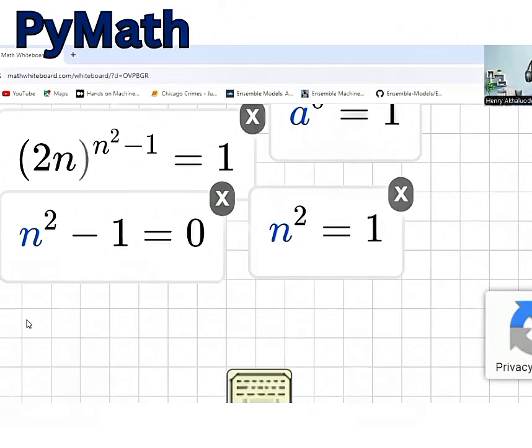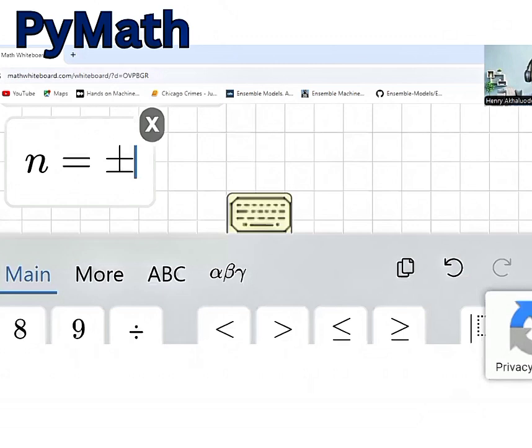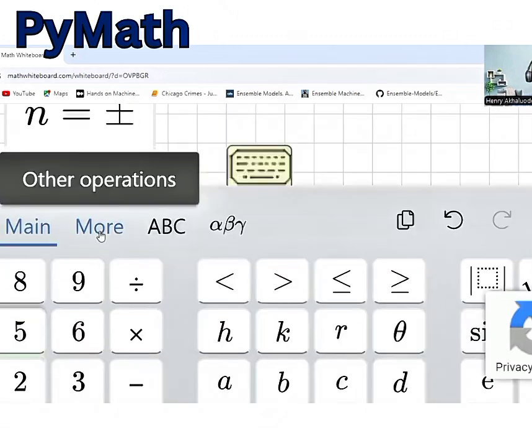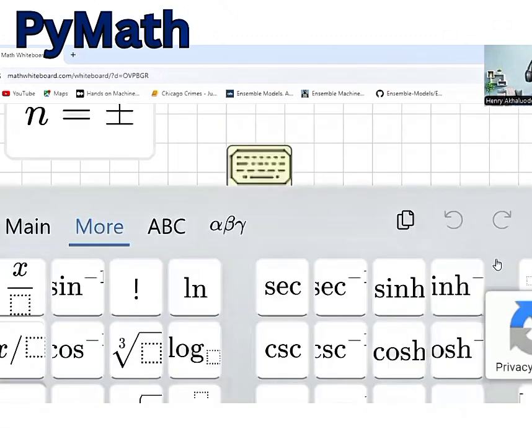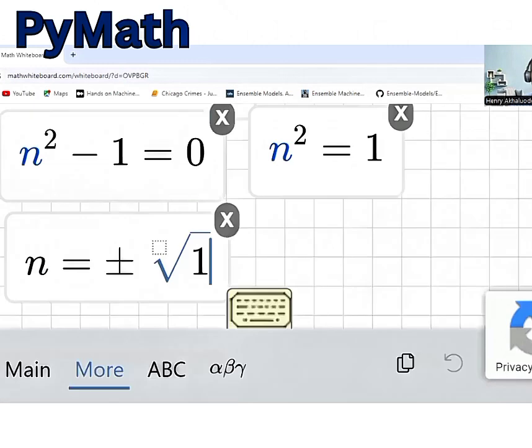Now to find the value of n, it means you take the square root of both sides. This time it will be plus and minus square root of 1. Plus or minus square root of 1. Let's take up some more space so we can get the square root of 1. So that's what we have there. Plus and minus square root of 1.